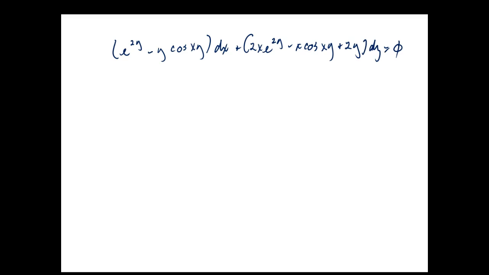You name this to be your M of xy. This whole thing here is N of xy. Partial of this thing with respect to y. Okay, we'll do that in a second. Let's do that one. What do we get?